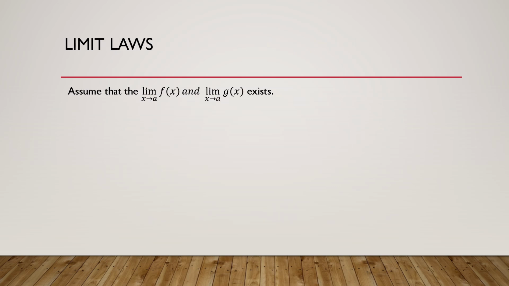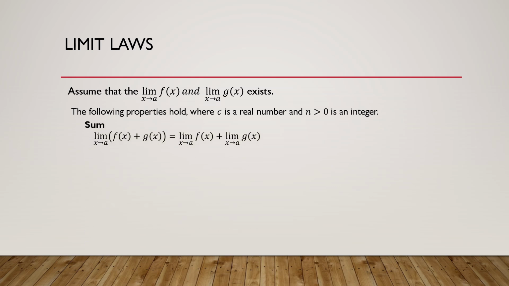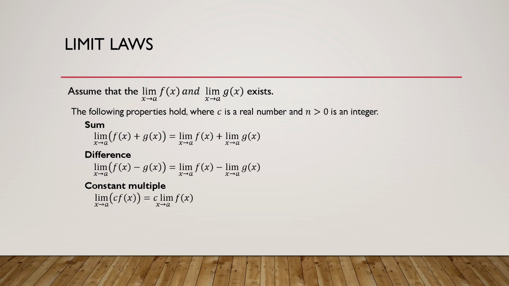Assume that the limit of f of x as x approaches a and the limit of g of x as x approaches a exist. The following properties hold where c is a real number and n is greater than 0 is an integer. The limit of the sum of the two functions equals the sum of the same two functions' limits. The limit of the difference of two functions equals the difference of the limits of the same two functions. The limit of a constant times a function is equal to that constant times the limit of the function.